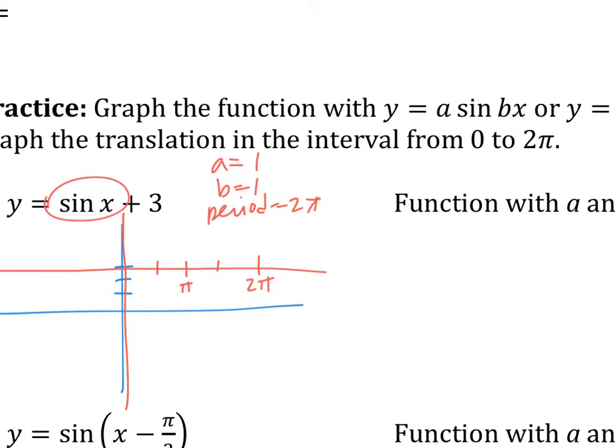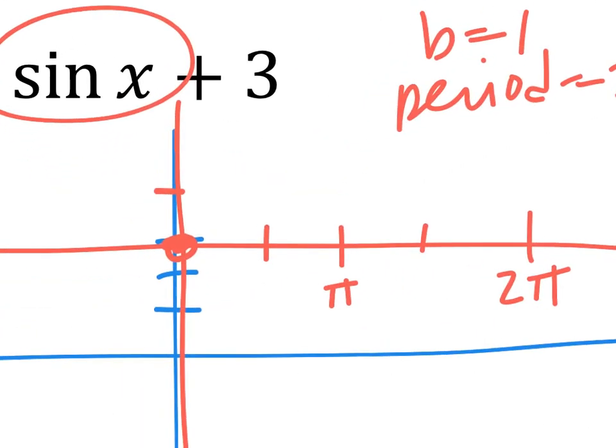The amplitude is 1. This is a little bit tricky. It goes up 1, down 1, okay? Up 1, down 1. So you're gonna start here. Goes up, down, down, up. So this is the sine graph moved up 3. Are you guys good?